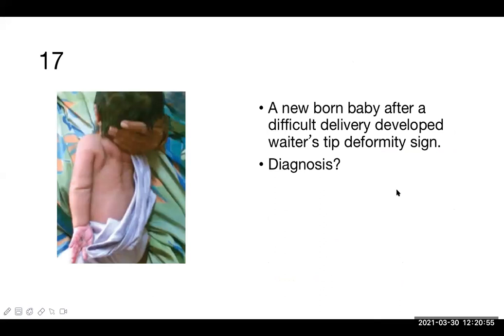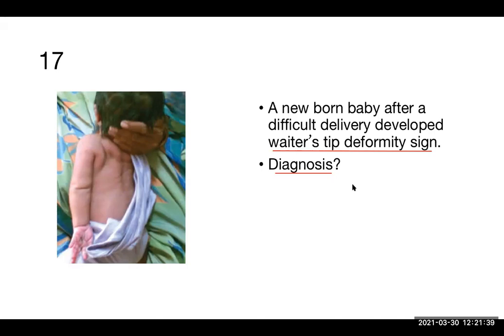Now, another similar type of case: a newborn baby after a difficult delivery developed Waiter's tip deformity sign. So what is the diagnosis? See there, Waiter's tip deformity sign. So tell me the straightforward diagnosis here. Sir, yes, Erb's palsy, Erb's paralysis, because of damage done to the upper trunk of the brachial plexus. Exactly. C5, C6. Exactly. You're absolutely right. Both of them. This is Erb's palsy or Erb's paralysis.